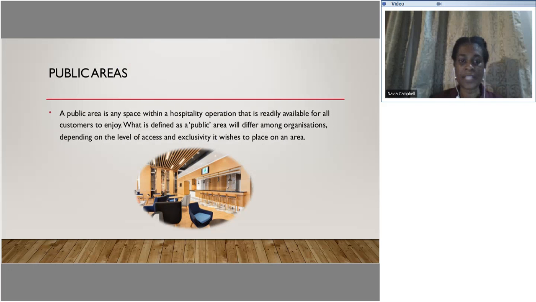A public area is any space within a hospitality operation that is ready for guests. What is defined as a public area will differ among organizations depending on the level of access and exclusivity it wishes to place on an area. For example, a VIP lounge where access is only permitted to VIP customers.